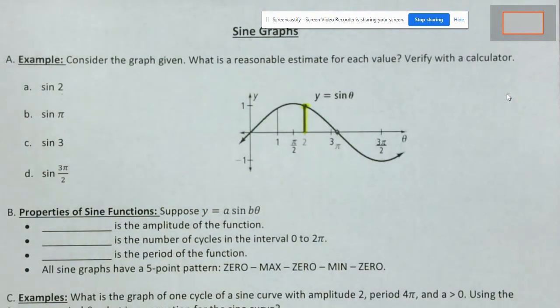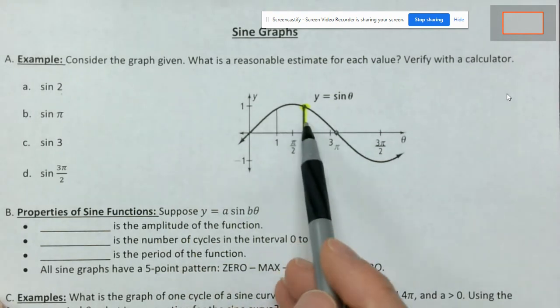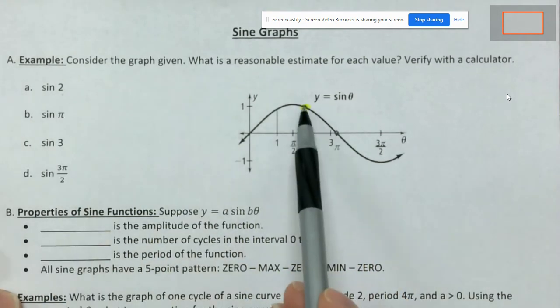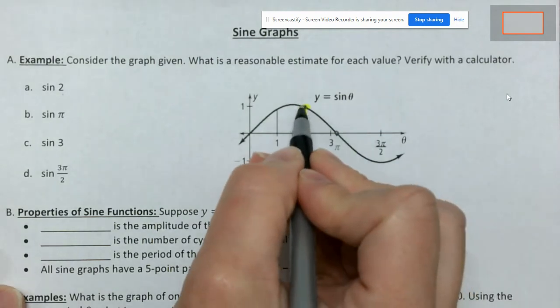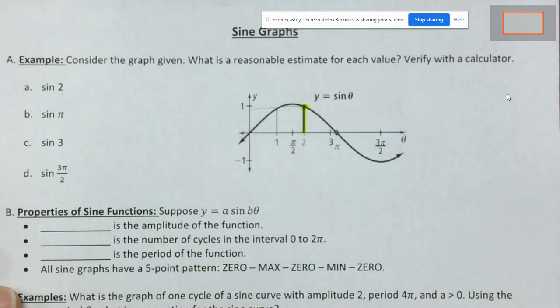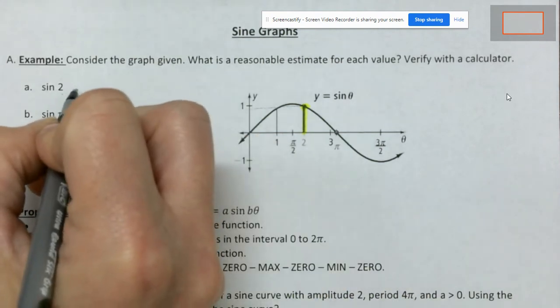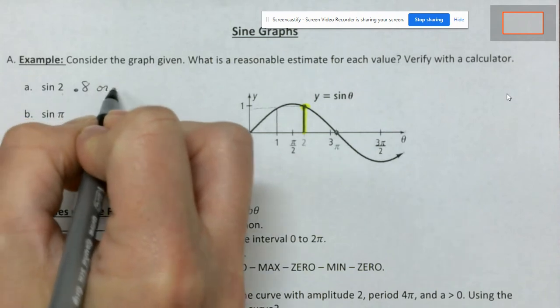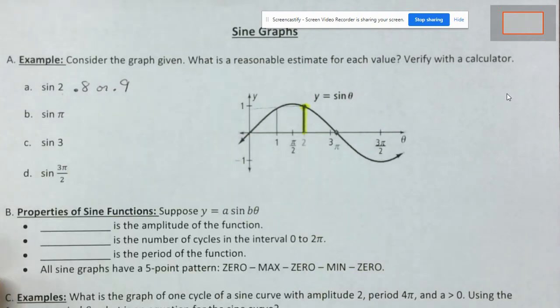When we look at that point, the sine of 2 looks like it is roughly, it's not quite up to 1 yet. If you wanted to draw a line across here, we're not quite to 1. So it looks like we're roughly around 0.8, 0.9. So let's try 0.8 or 0.9. We can give a rough estimate. So let's verify this with the calculator.